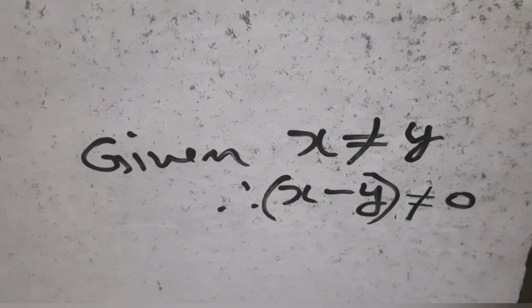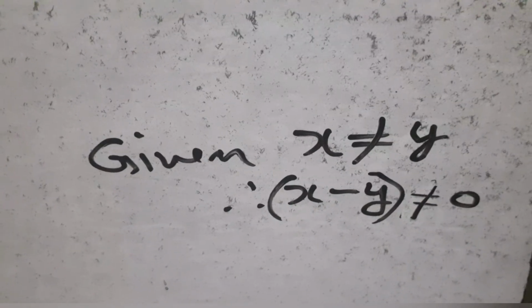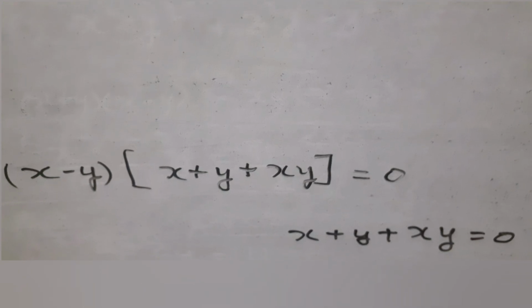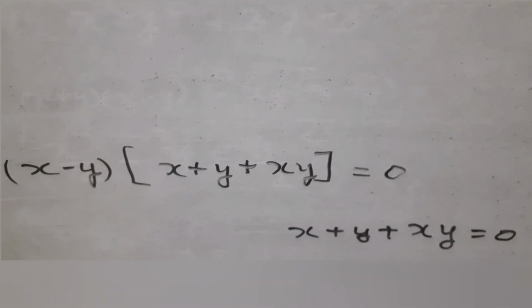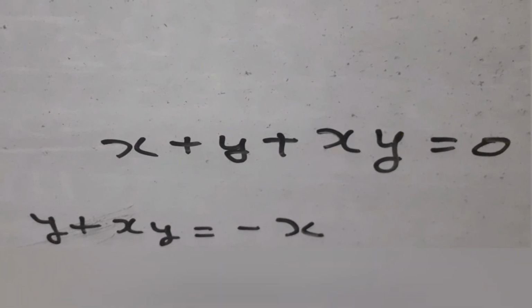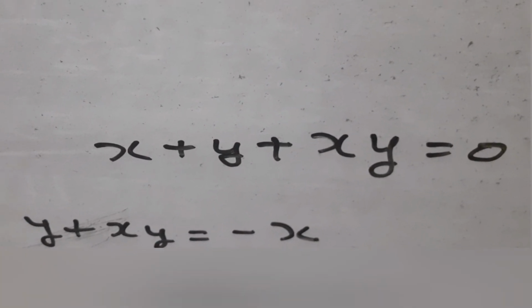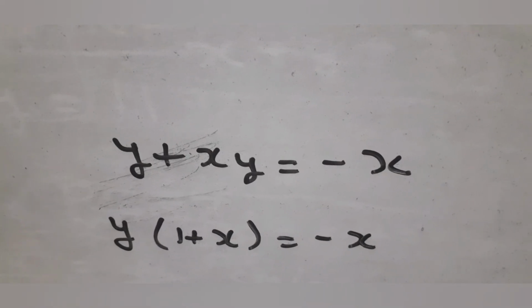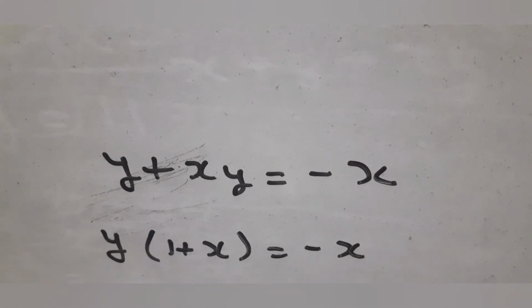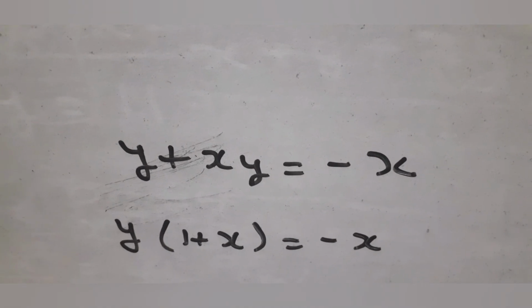Given that x not equal to y, so x minus y not equal to 0. So x plus y plus xy equal to 0. Try to solve for y in terms of x. So y plus xy equal to minus x, take y common and we get y equal to minus x the whole divided by brackets 1 plus x.